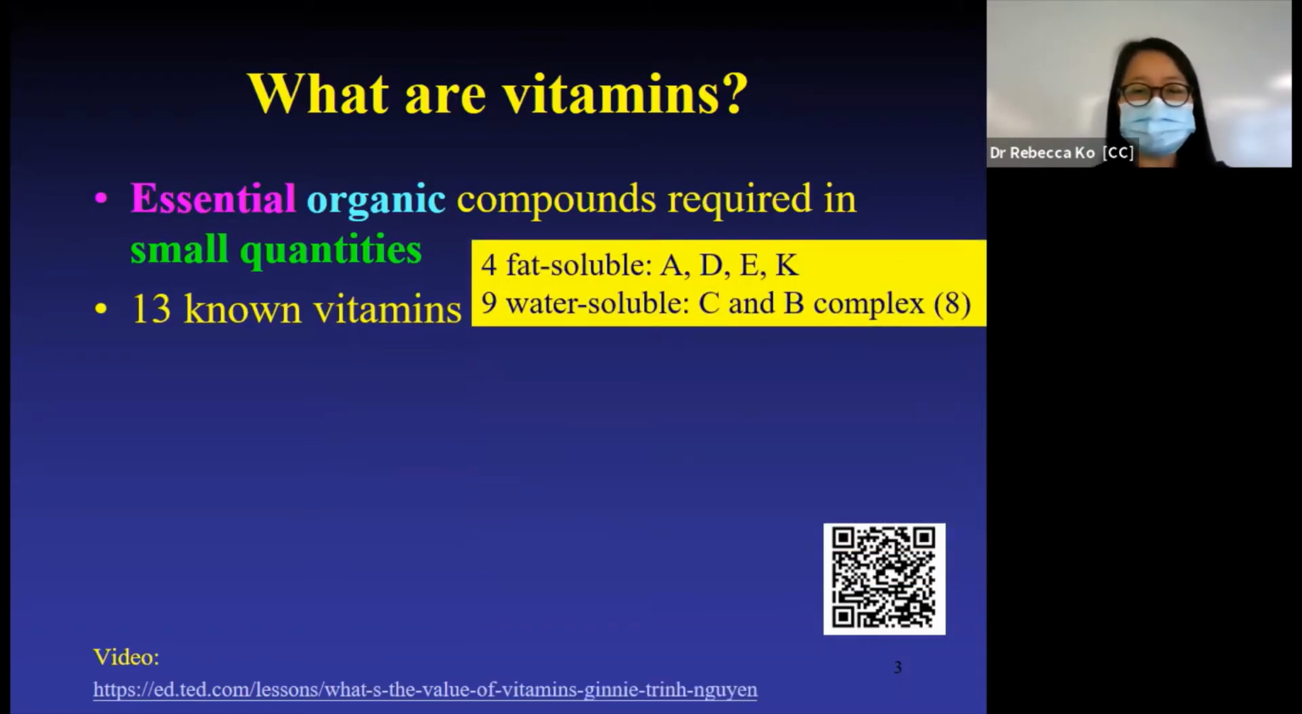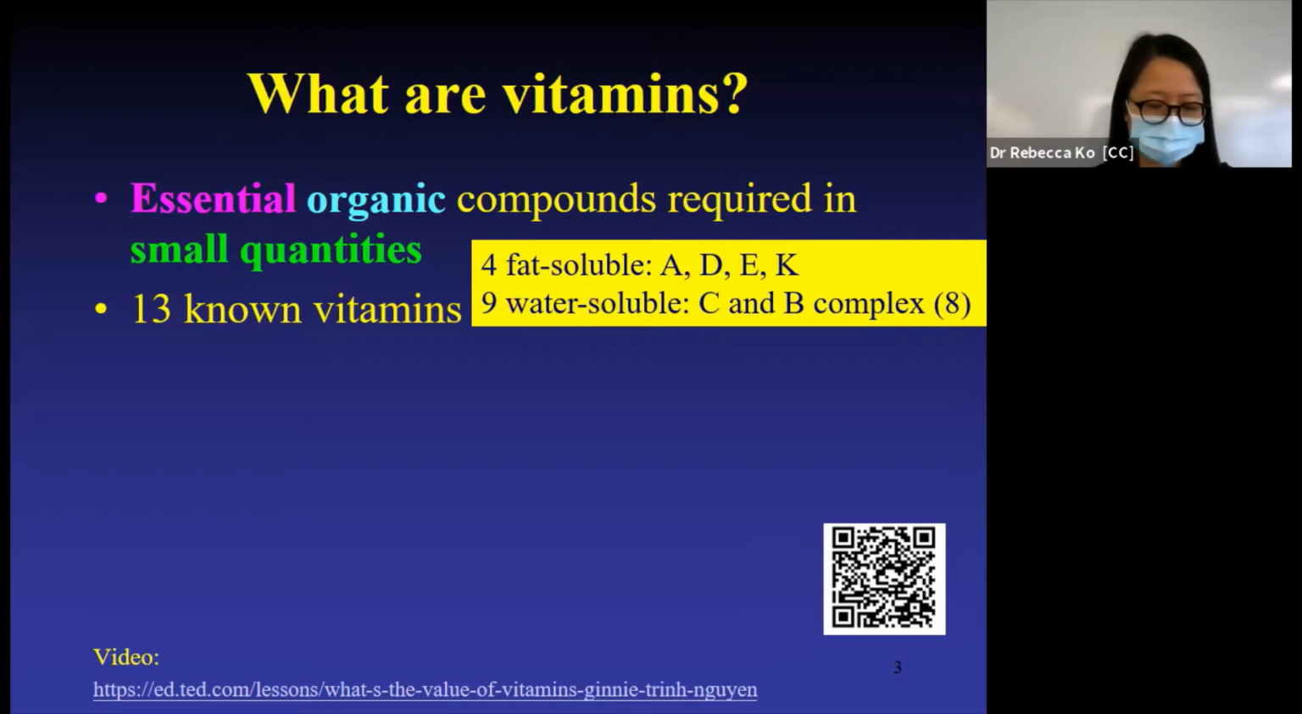And as I said, there are two main types. One is the fat-soluble one. The other is the water-soluble one. In total, there are 4 fat-soluble vitamins. They are A, D, E, K. For the water-soluble ones, there are vitamin C and vitamin B. B is in a complex form. There are in total 8 types for vitamin B.